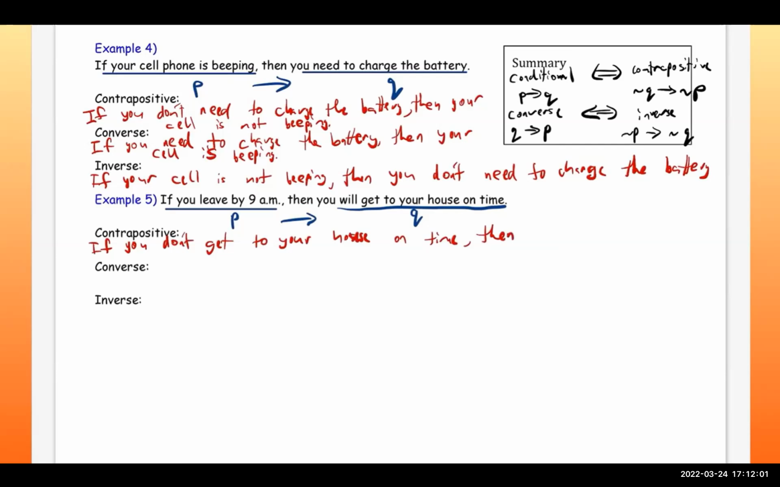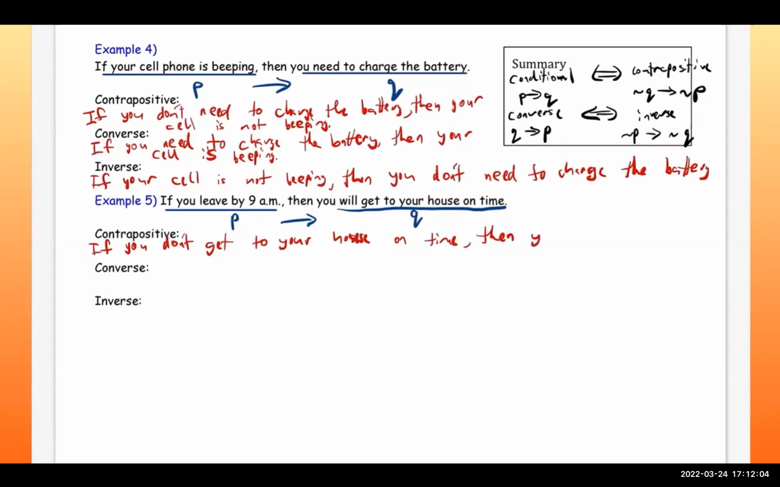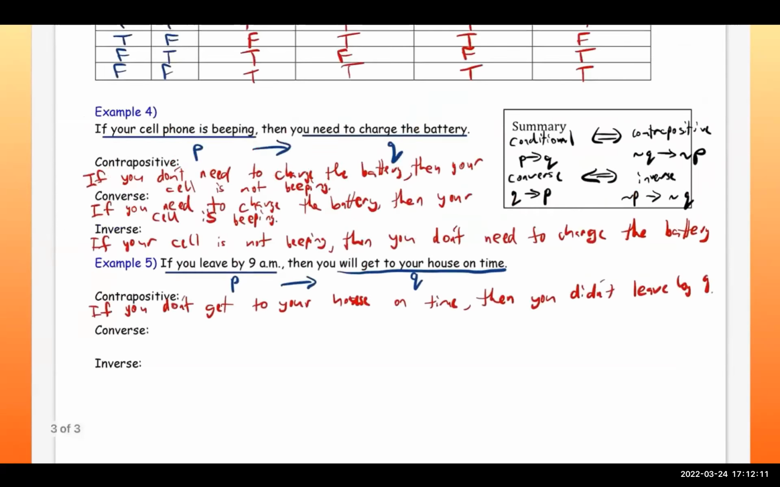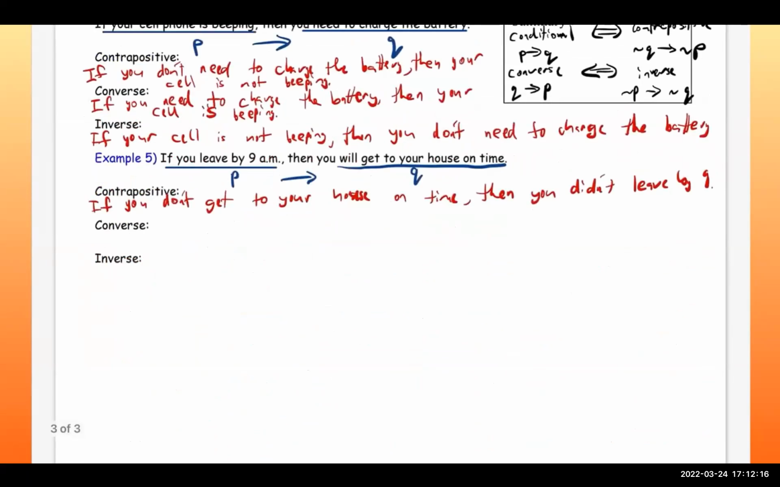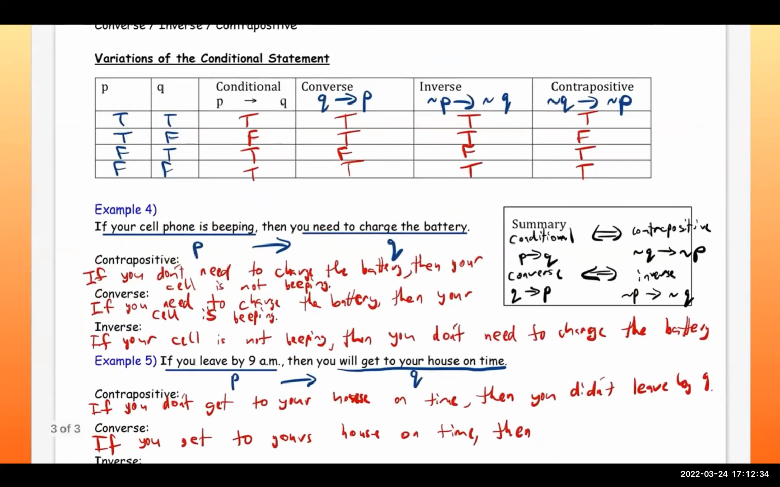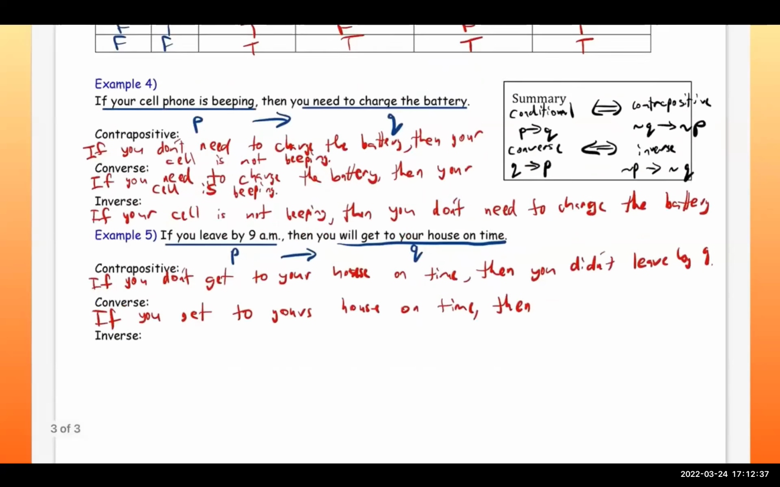Right? The converse says if Q then P. If Q, if you get to your house on time, then, so the converse once again, if Q then P, sorry, then you left by 9.